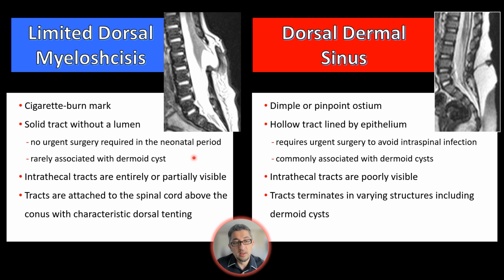Intrathecal tracts are entirely or partially visible in limited dorsal myeloschisis cases. And in the dorsal dermal sinus tract, we can see the extrathecal part better, but intrathecal parts are barely visualized. And in limited dorsal myeloschisis cases, tracts are attached to the spinal cord above the conus with characteristic dorsal tenting, and tracts terminate in various structures, including the dermoid cysts. These are some common differences.